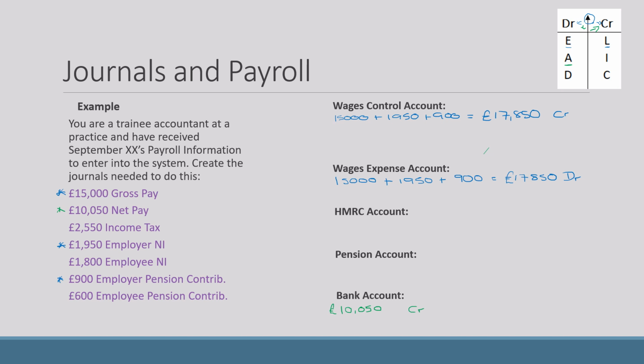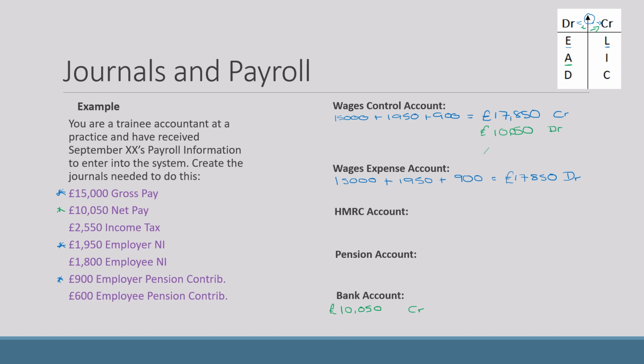Then the other side of that is we're then going to debit our wages control account because we're reducing that liability. Oops, 10050. So we're going to reduce our liability, so we're going to debit.